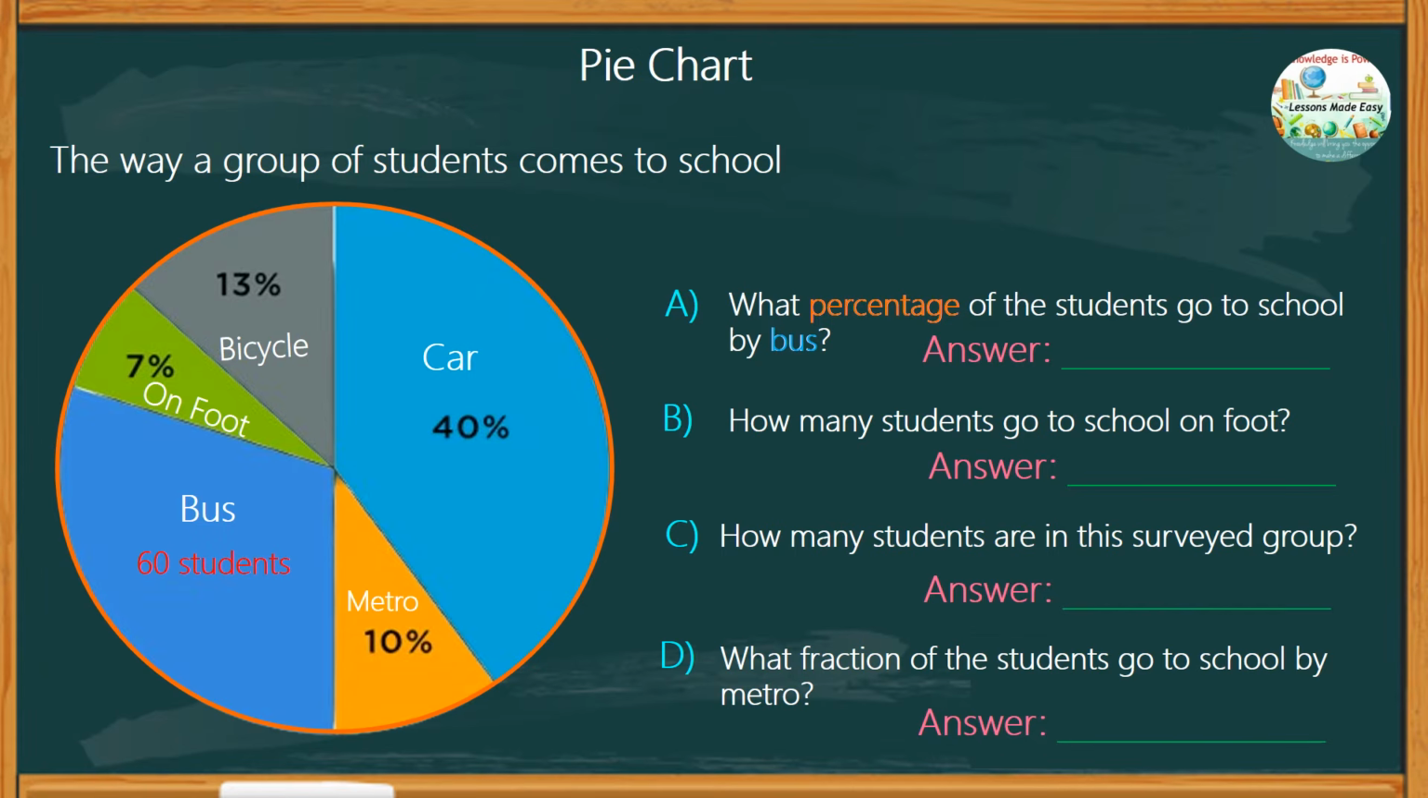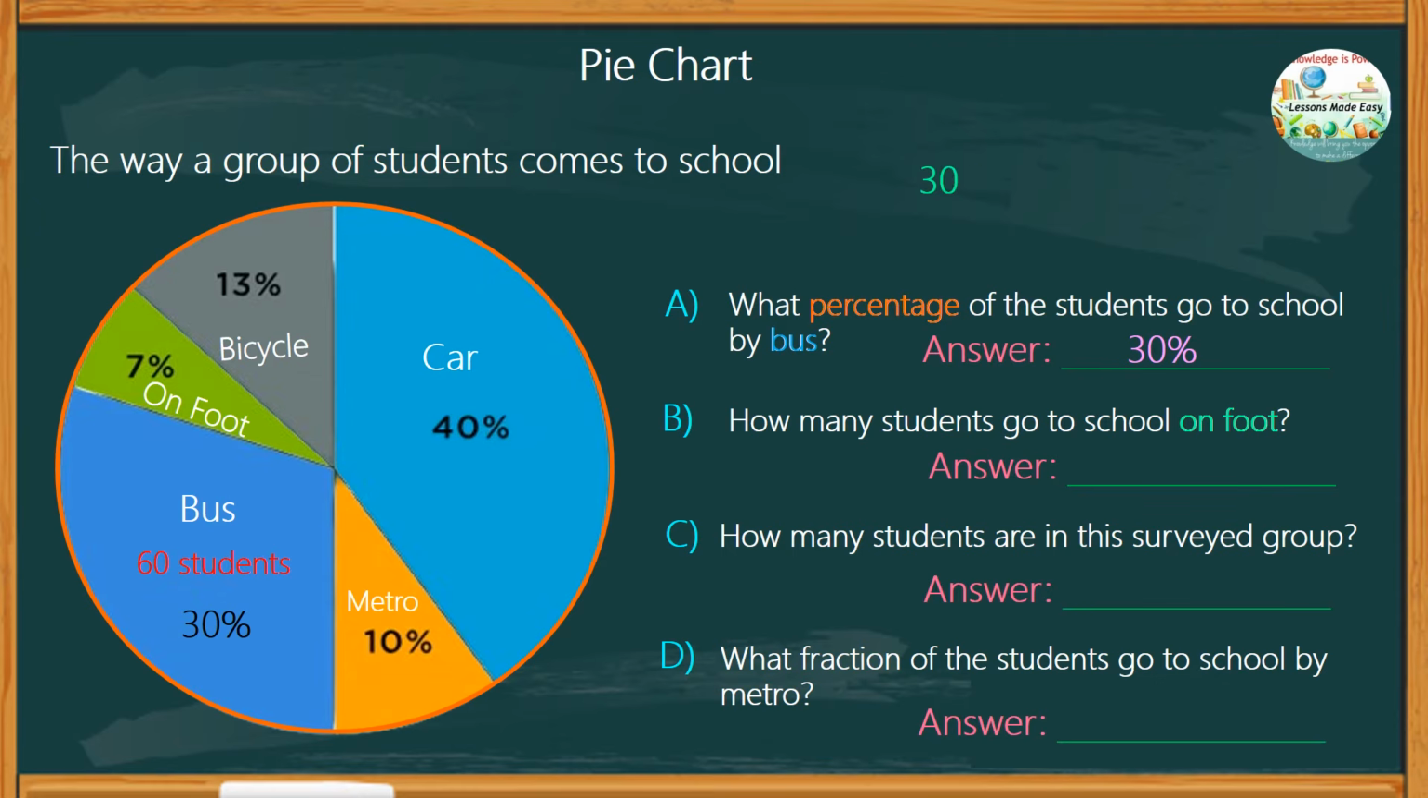Altogether, we have a total of 70%. So if one whole circle makes up 100%, therefore 30% of the students go to school by bus. Next, how many students go to school on foot? With this question, you can choose to work hard or work smart. Let's do the easiest way. We can use the information we acquired earlier.